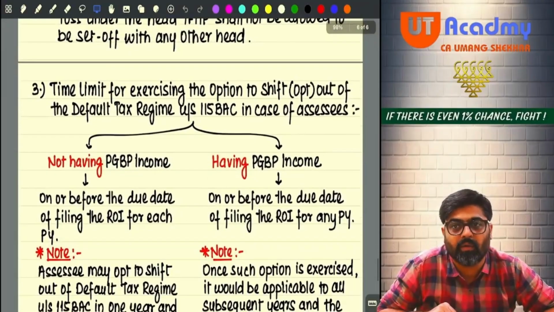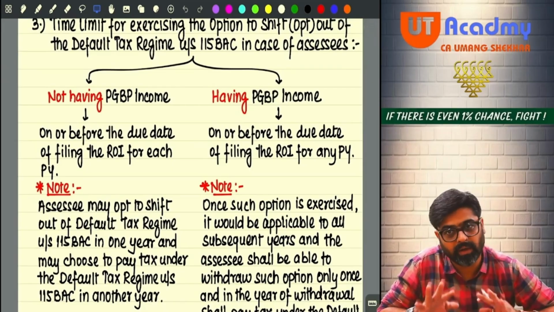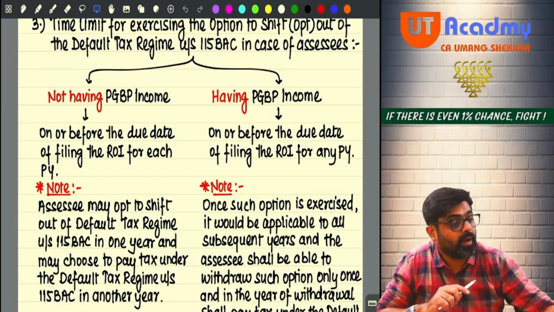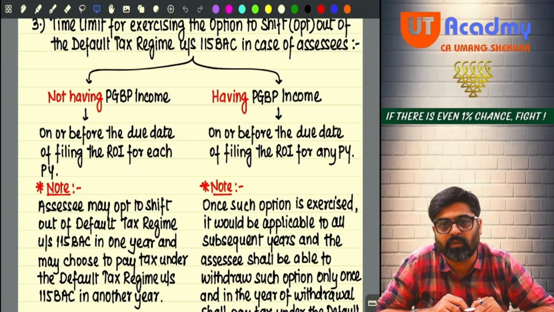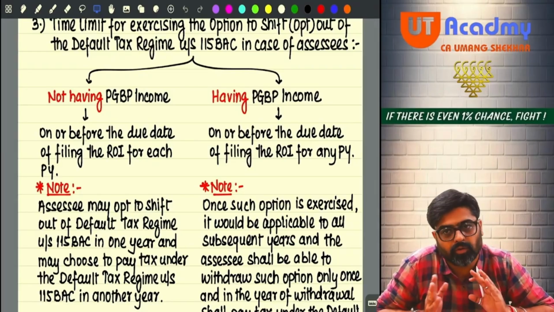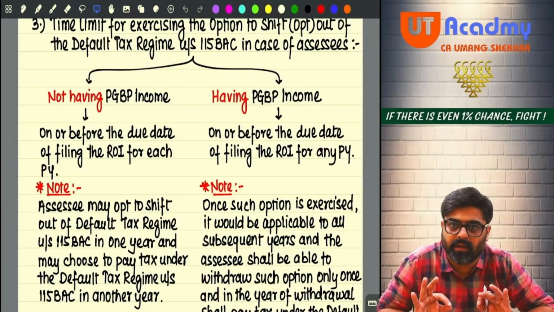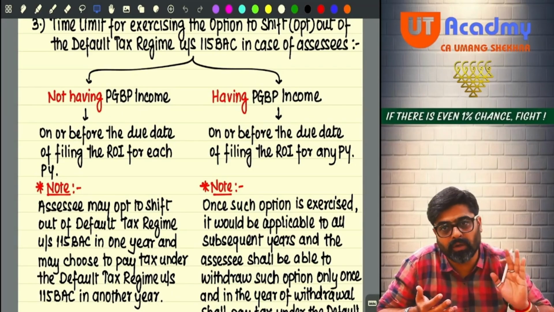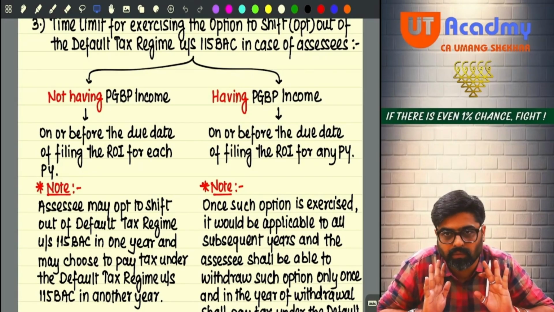Got it? Now, within how much time are you supposed to shift out? See, the default is there. If you don't shift out, the default will be applicable. So you have the option to shift out, no? Within how much time do you have to shift out and how many times can you shift out? Every year, this option will come prior to filing your return. Whenever you are going to file your return every year, you have this option. Check whether you want to stay in 115 BAC or you want to shift out. On or before the due date of filing return, in your return only, you are supposed to tell the government that you are shifting out.